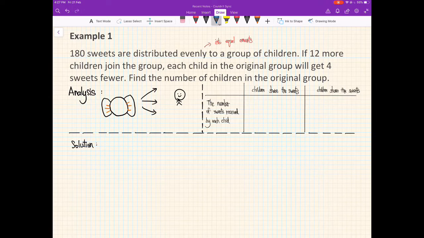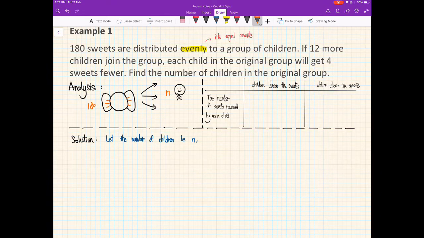We can first let the number of children be n. There are 180 sweets distributed to n children. Please highlight the word evenly. What does evenly mean? Evenly means into equal amounts. So each child will get the same amount of sweets.